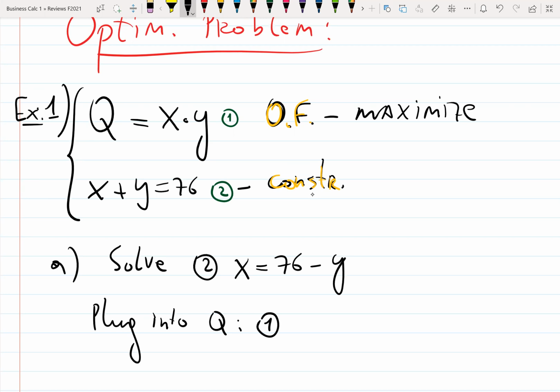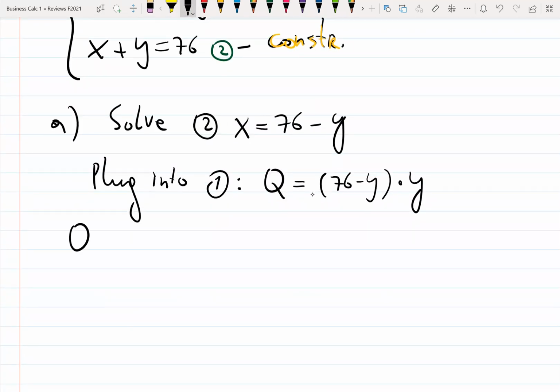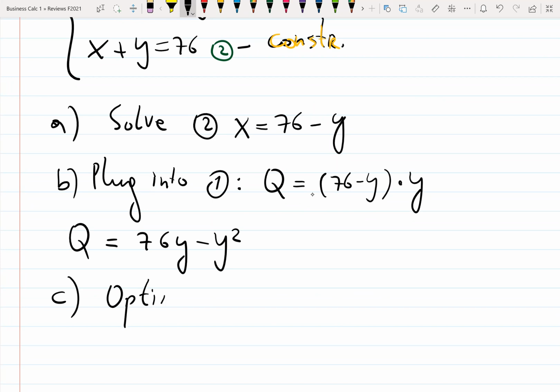Equation 1, plug into 1. In this case, it's the equation called Q. Q will be x, which is 76 minus y, times y. Nice. Now this is a function of one variable. Let's distribute: 76y minus y squared. That was B. C, optimize it. Now calculus starts. So before that, it wasn't calculus. That is an interesting observation. Now calculus starts.